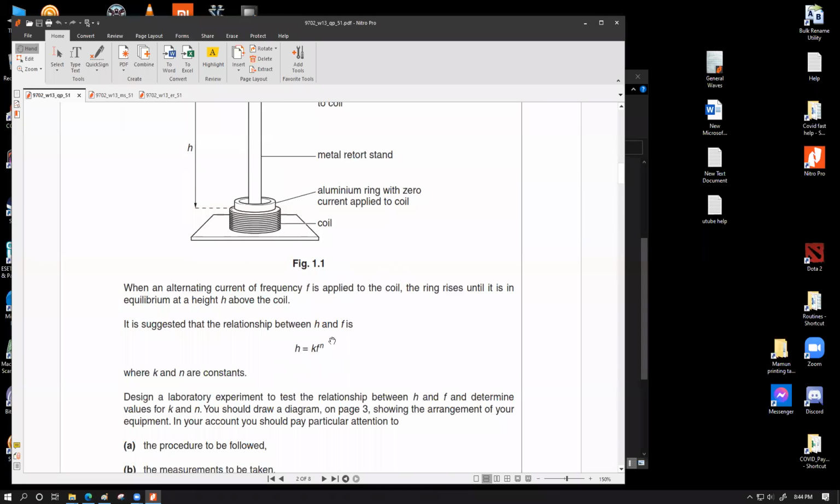And then you have to show the conversion of this into a logarithmic form, because there is a power over here. So this would be ln h equals ln k plus n ln something. I mean, you just have to convert this into the logarithmic equation. Then you have to mention the necessary variables.